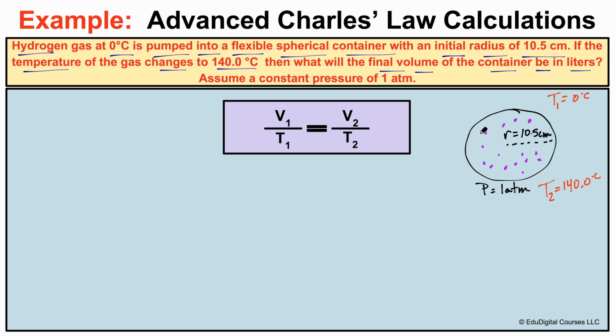And what we know is that we have hydrogen gas, or H2 gas, inside of this container, and we want to know what's going to happen to the size of this container. In other words, what's going to happen to the volume of the gas in this container if its temperature changes from 0 degrees Celsius to 140 degrees Celsius. So hopefully now that this question makes sense, we can tackle this little problem.